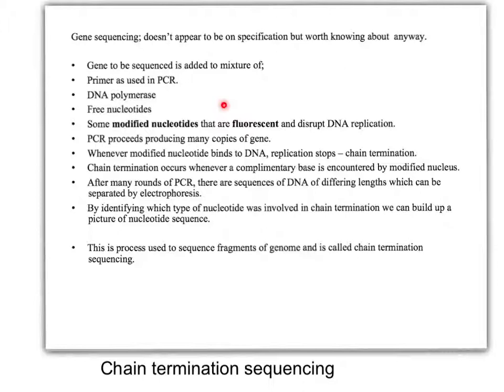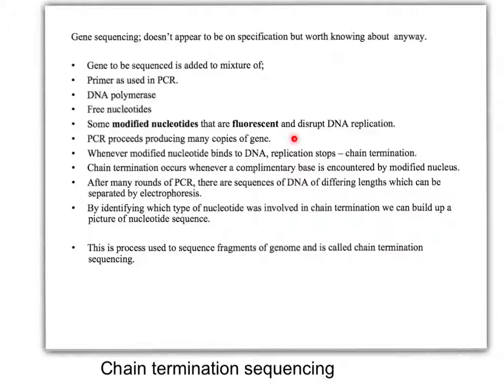The slight difference here is that as well as the free nucleotides, we add to our mixture some modified nucleotides. These modified nucleotides are modified such that whenever this nucleotide binds to its complementary base on our DNA, when we're replicating our piece of DNA, it stops or terminates that replication process. As well as that, we put some sort of fluorescent marker on our nucleotide so that we can detect when this termination has happened. So we put all these things into our PCR machine.